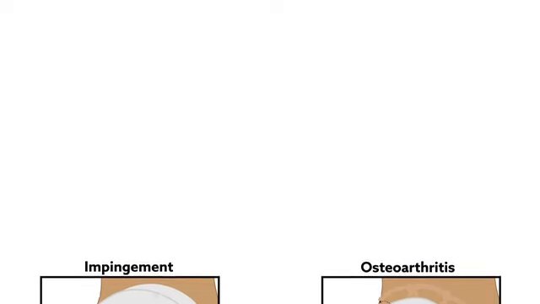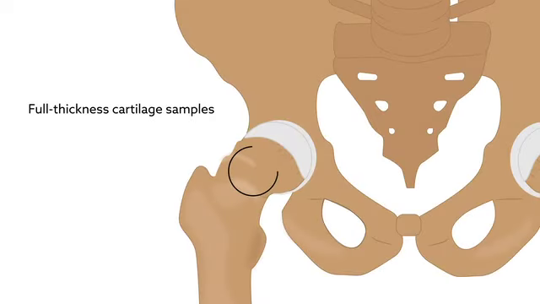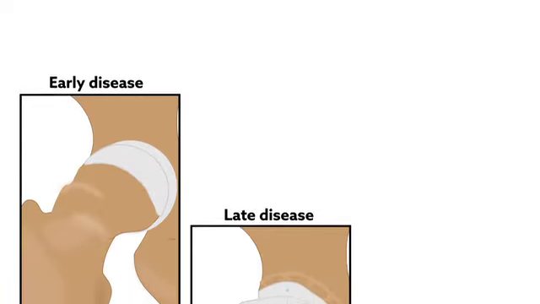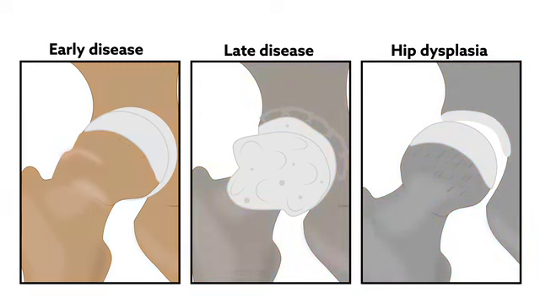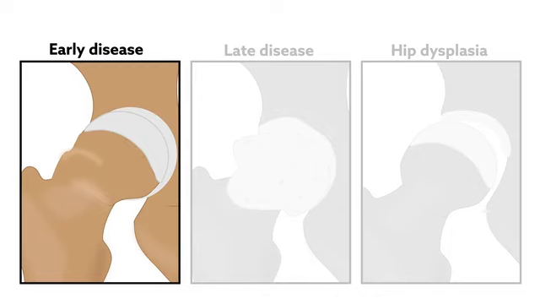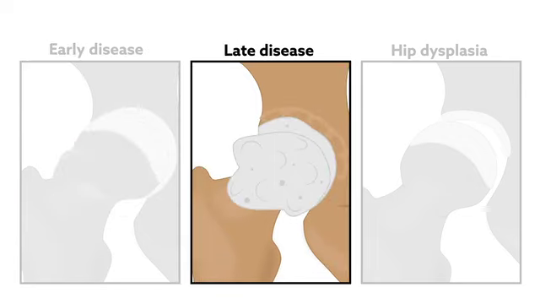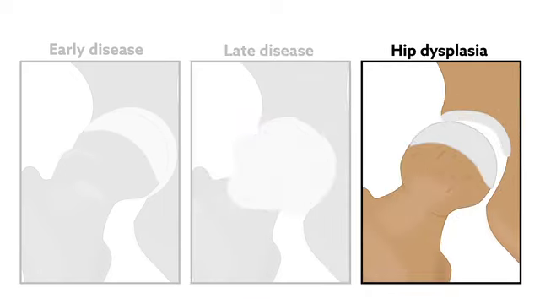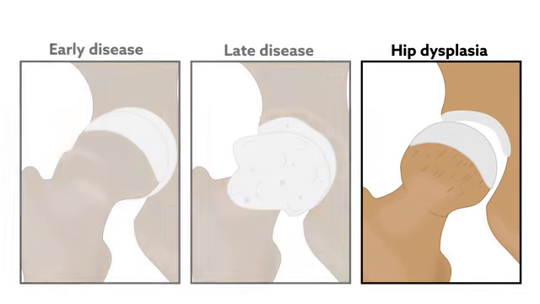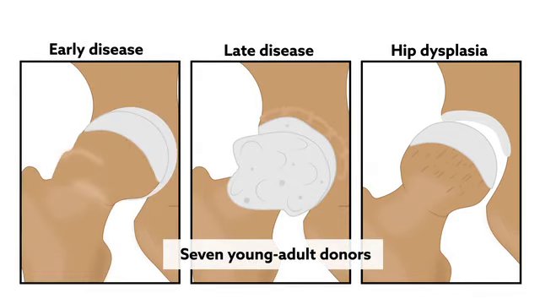The research team examined full-thickness cartilage samples gathered from the zone of impingement in 45 patients undergoing hip surgery. Reasons for surgery fell into one of three groups: early disease, late disease, or hip dysplasia. Early disease referred to symptomatic cam impingement, which describes the overgrowth of bone across the femoral head, whereas late disease was defined as advanced osteoarthritis secondary to cam impingement. Patients undergoing treatment for hip dysplasia were included for comparison, as dysplasia represents a degradation mechanism different from that of impingement. Samples from 7 young adult donors served as controls.